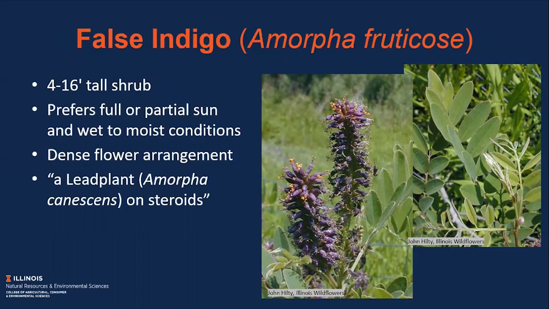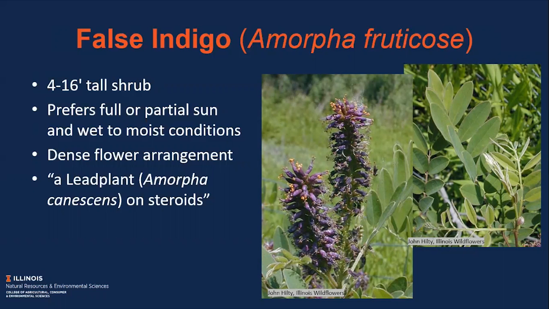It has this dense flower arrangement as you see here, and a really interesting bloom, and the foliage is very attractive in my opinion as well. If you're familiar with the smaller lead plant, it's more of a prairie forb, not quite a shrub, but a semi-woody plant. This is a cousin of the lead plant, and people have described it as a lead plant on steroids because of its increased height and size.